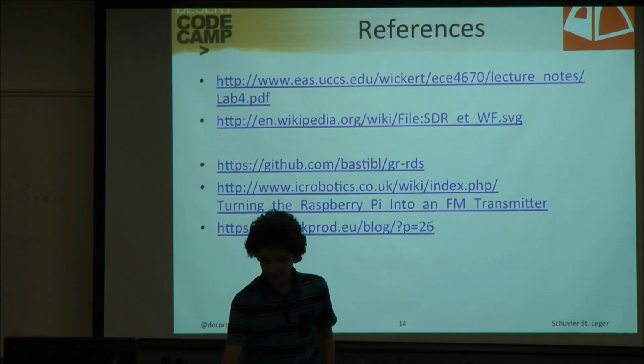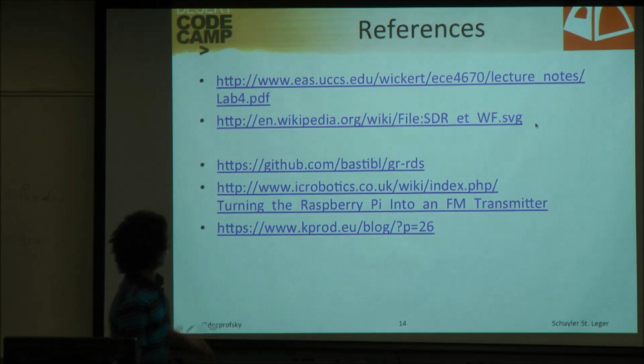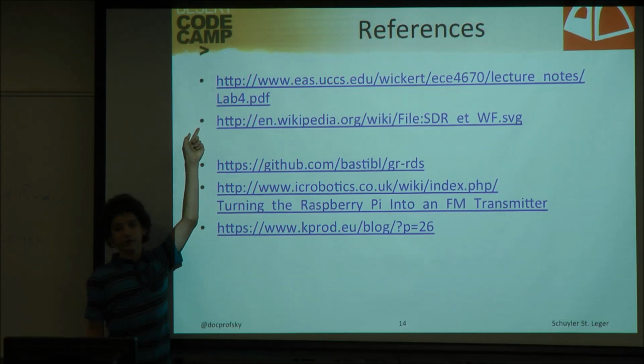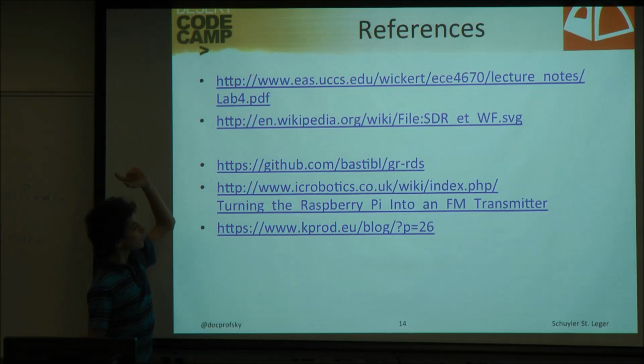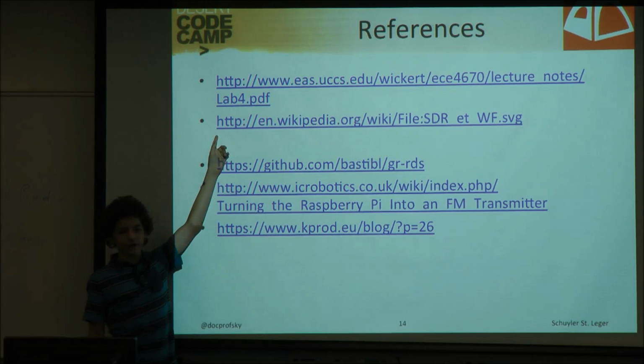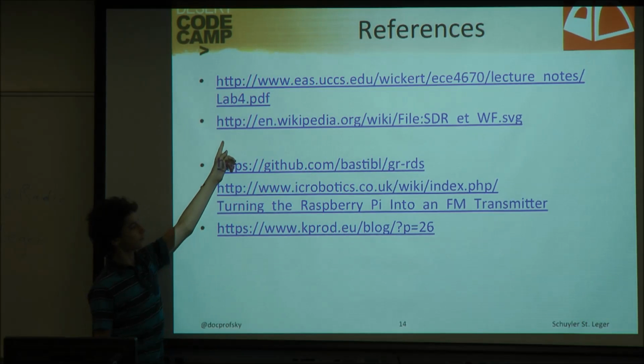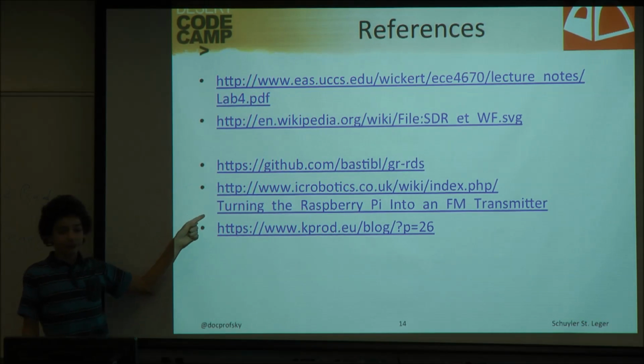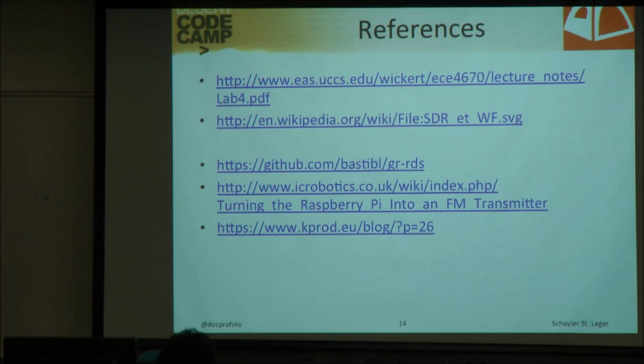And then this is where I got some of my photos and stuff from. This is where I got the photo of the FM demodulator. This is actually a class on software-defined radio that some professor's doing. This is where I got the block diagram of software-defined radio. This is the radio data system thing. This is about turning the Pi into an FM transmitter, which we can do.